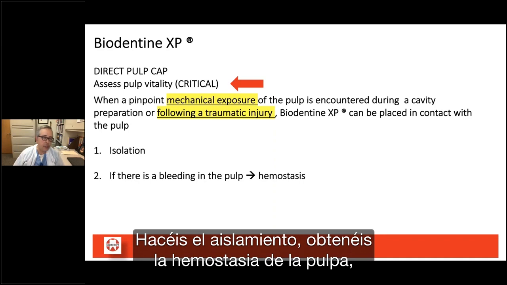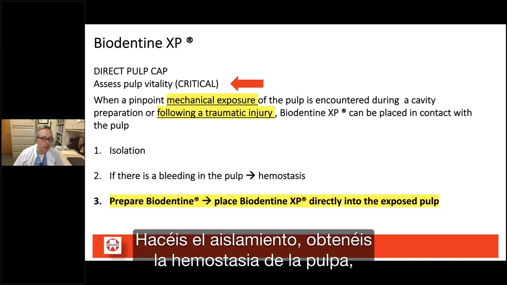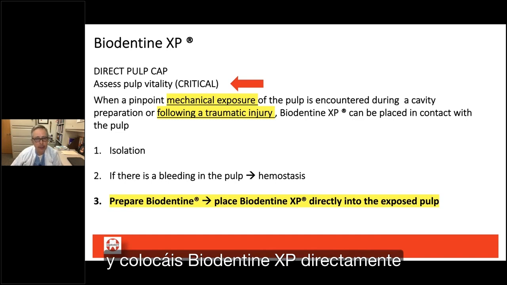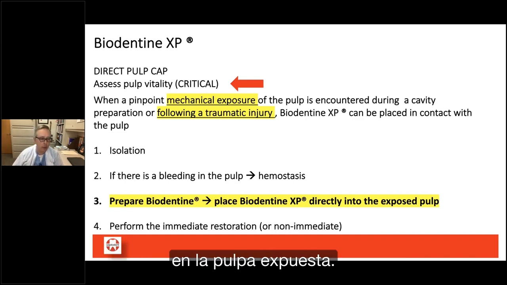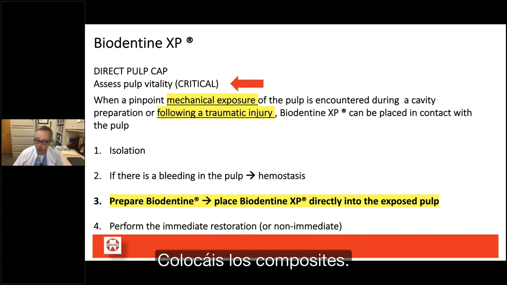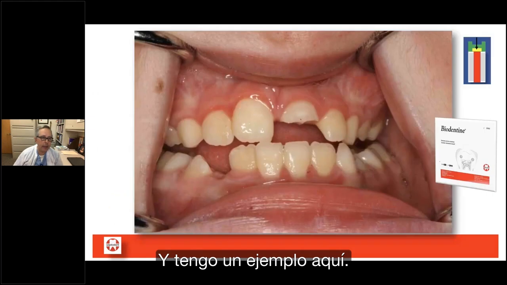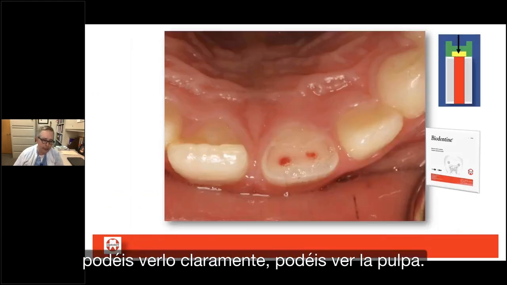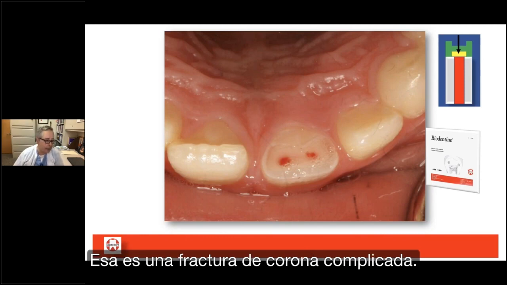You do the isolation, you get hemostasis of the pulp, then you prepare the Biodentine, and then you place Biodentine XP directly into the exposed pulp. And then I suggest to perform an immediate restoration. So you place your composite. And I have one example here. This patient came here, hit that front tooth, you can see it. That's clearly, you can see the pulp. So that's a complicated crown fracture.